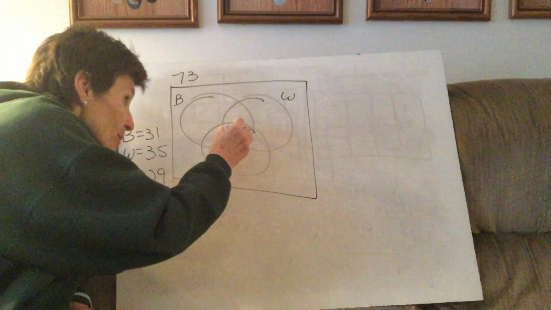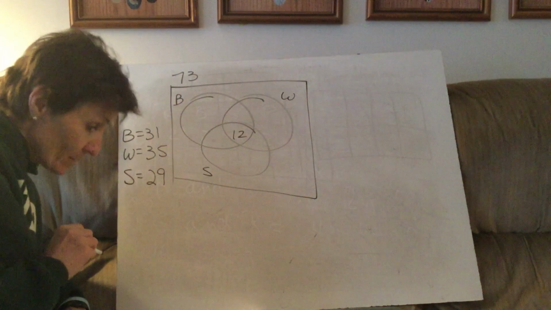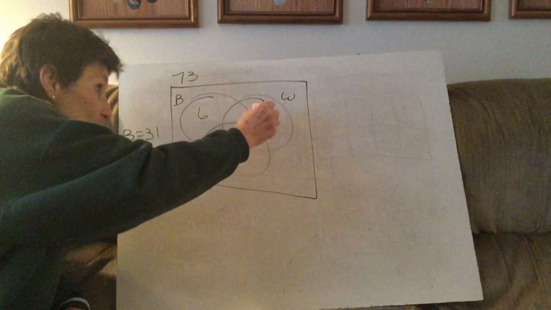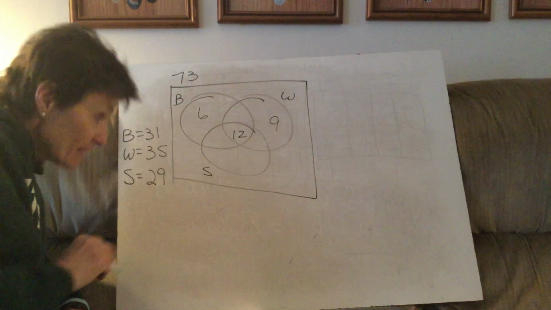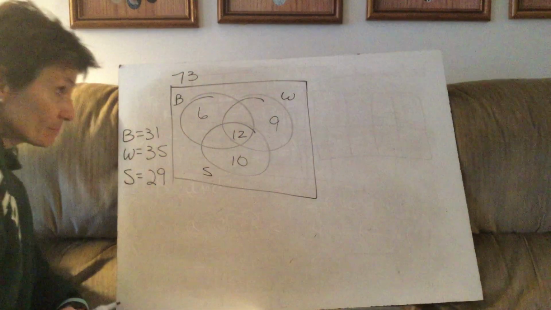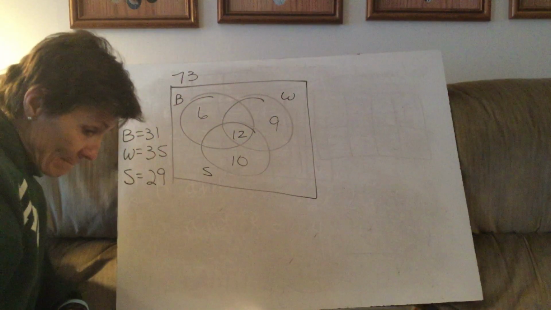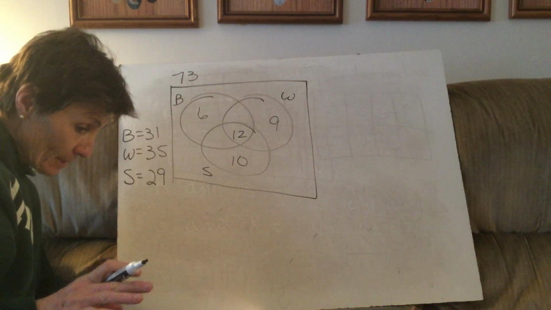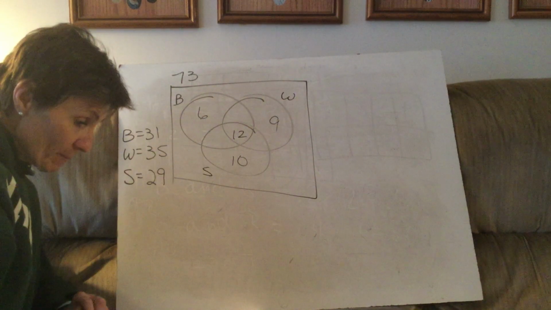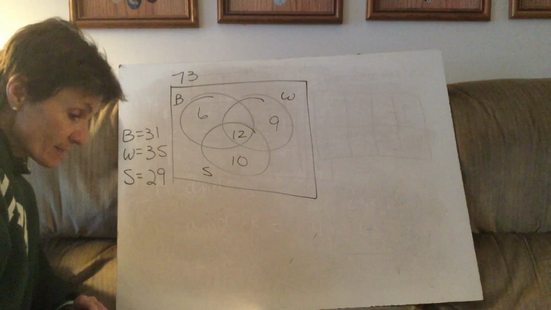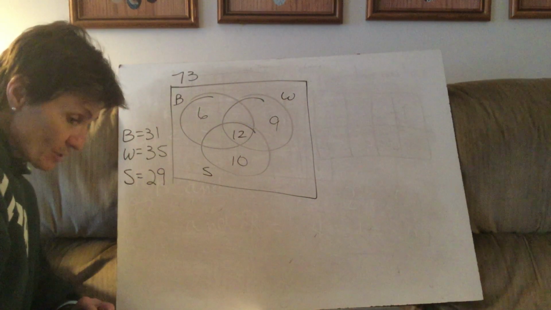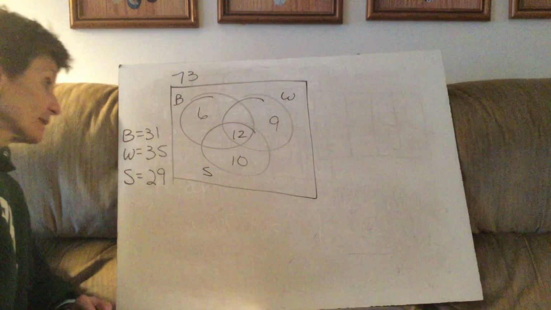12 love to do all 3, so they go right there. 6 like just biking. 9 like just walking. And 10 like just skipping. We're going to pick a kid at random. And we want to know what's the probability of choosing a student who just likes skipping and biking, and what's the probability of choosing a student who doesn't like any of the activities.